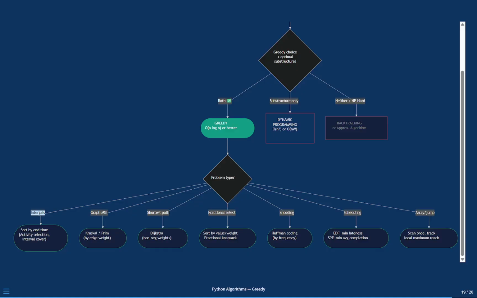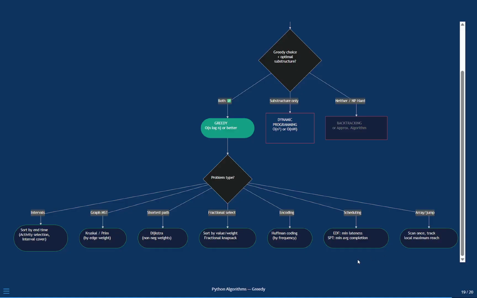Interval-based problems: sort by end time for activity selection and interval covering. Graph MST: Kruskal for sparse graphs, Prim with heap for dense. Shortest path: Dijkstra for non-negative weights. Fractional selection: sort by value/weight ratio. Encoding and compression: Huffman with a min heap. Scheduling: EDF for minimizing lateness, SPT for minimizing average completion time. Array reachability: scan once tracking the local maximum reach, no sorting needed.